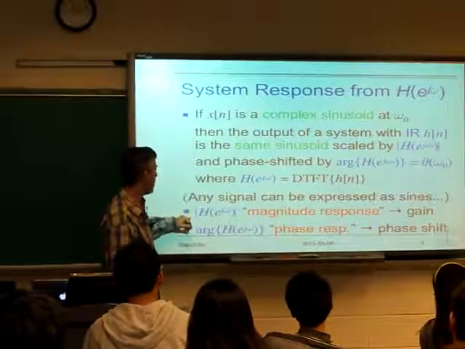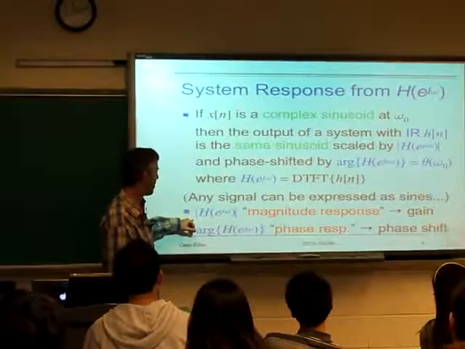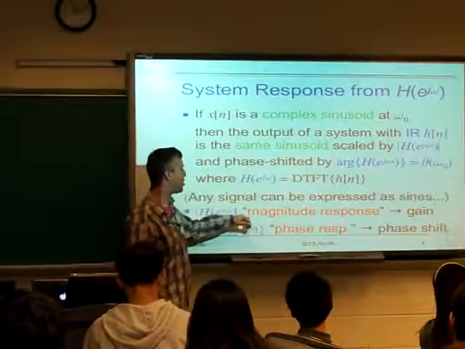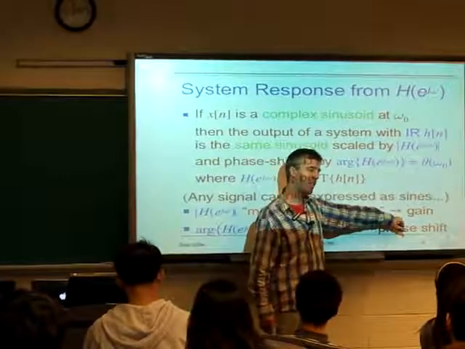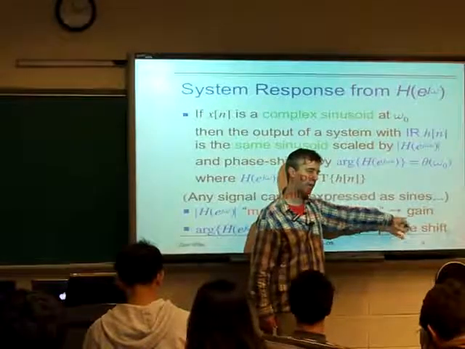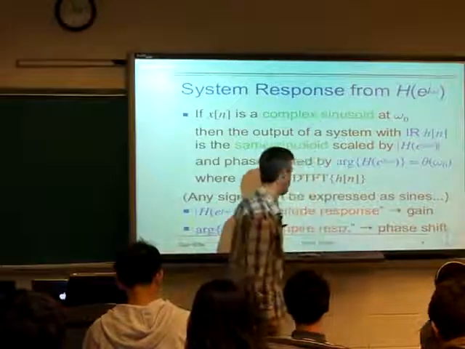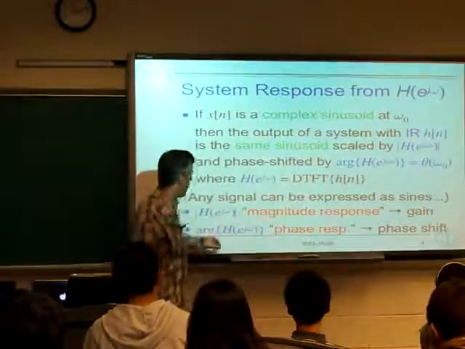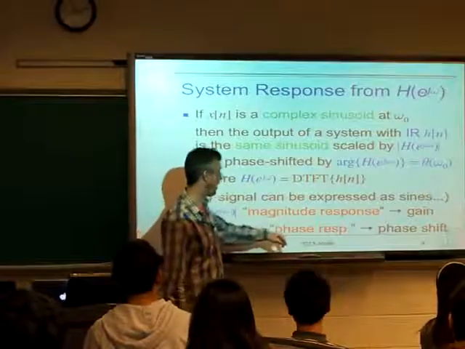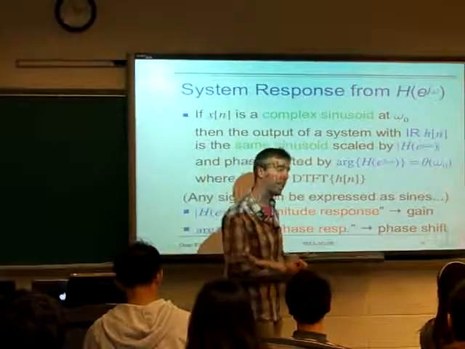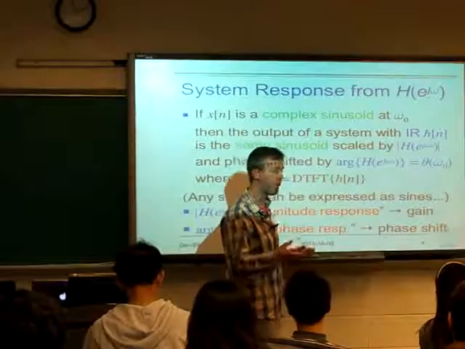So then we can talk about the magnitude of H of e to the j omega 0 as the magnitude response. It's the gain, the amplification that any single sinusoid will experience when passed through the system. And the arg of H of e to the j omega 0, the angle of that complex function, is the phase response, which is the phase shift any particular sinusoid will experience when passed through the system.